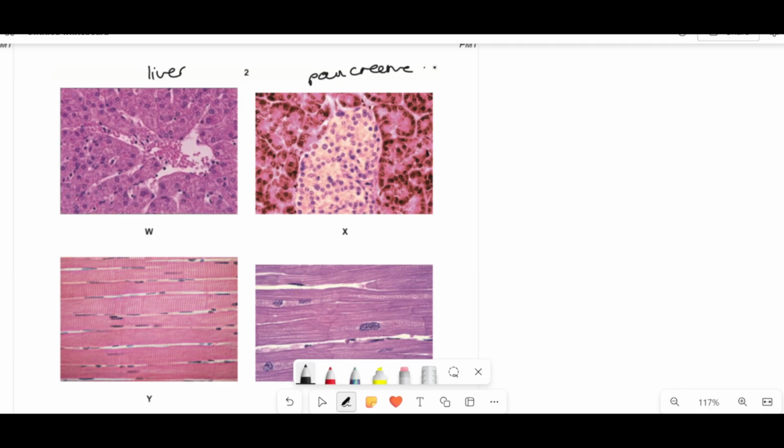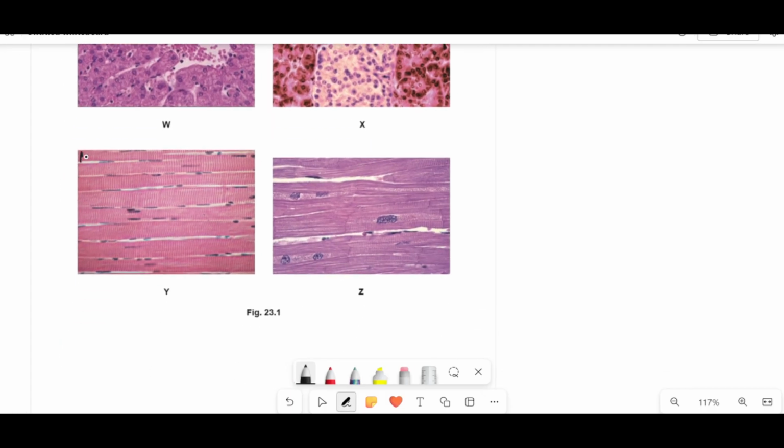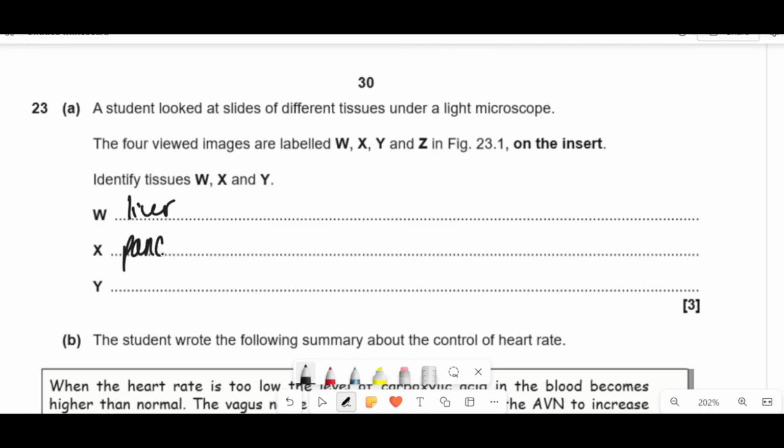Next, they want to know what the last one was. It was Y. Already, I can see those lovely, lovely striations. You can see there are multiple nuclei as well. You can see there are lovely alternating I and A bands. This is skeletal muscle. So W is liver, X is pancreatic and Y is skeletal muscle.